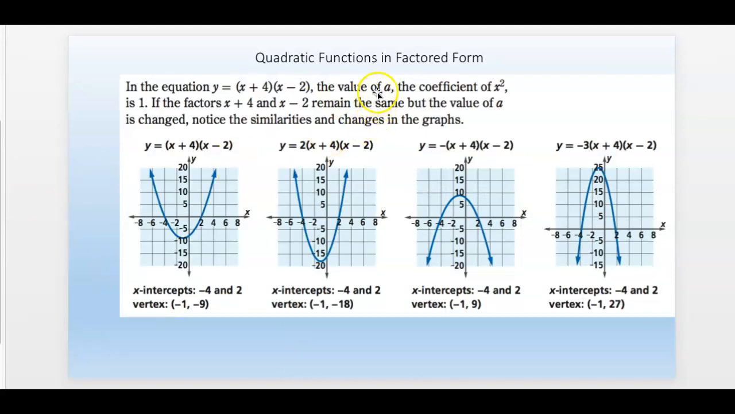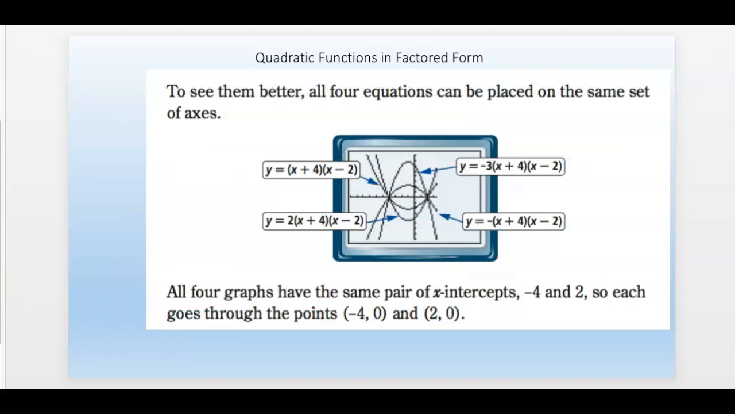I also want to talk about the value of a. What happens when we change the value of a? If you notice, each of these has the same factors. These are all different quadratics. They all say x plus 4, x minus 2. The only thing we're changing is the a in front. The intercepts all stay the same, but the vertex changes. If we put them on the same graph, you can kind of see that. The intercepts are all the same. We're just changing a.